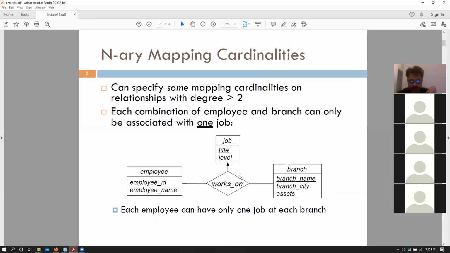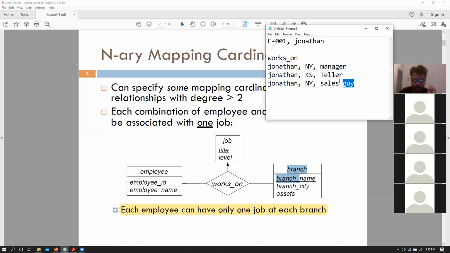Okay, so first things first. Let's say that we have an arrow here. So employee, branch, job. What does this mean? This means that each employee can only have one job at each branch, right? An employee branch pair, since it's many to many, both of those are primary keys, right? An employee branch pair can only have one job. It cannot have more than one job.